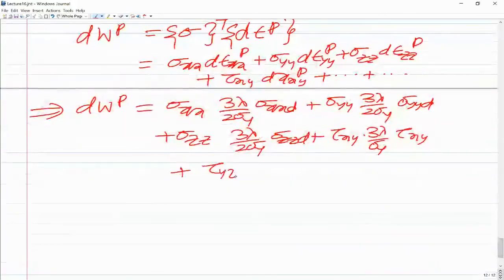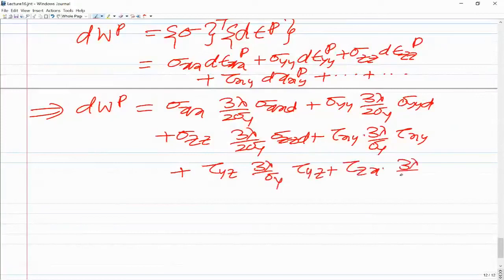plus tau yz into 3 lambda upon sigma y into tau yz, and plus tau zx into 3 lambda upon sigma y into tau zx. So if you now again put the values of sigma xxd, sigma yyd, sigma zzd in this and simplify, you would be able to write this dw of p.